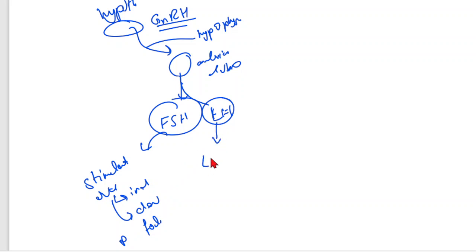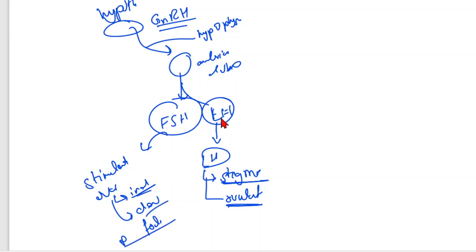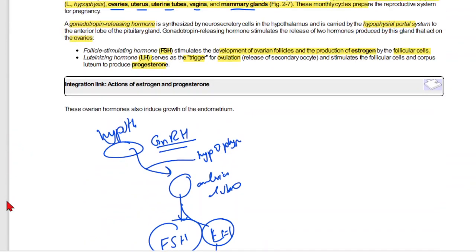And when LH increases, LH helps in stigma formation and ovulation. You have to remember that LH works on stigma formation. We will tell what stigma formation is. And due to LH, ovulation occurs. FSH induces development of the primary follicle. You have to remember this thing.